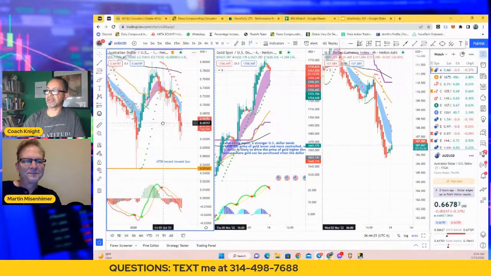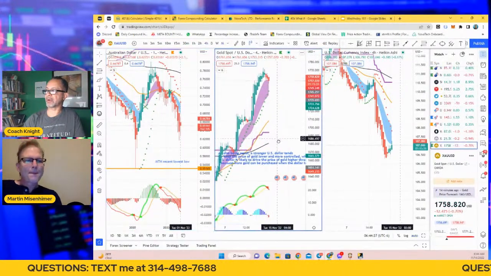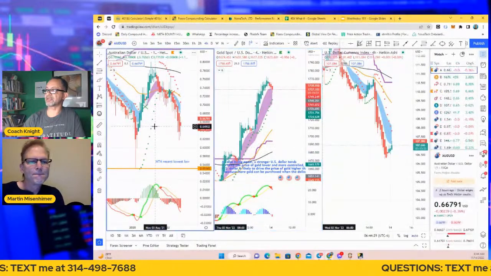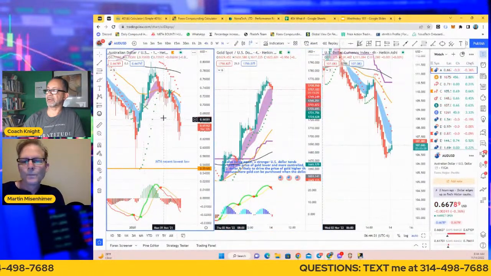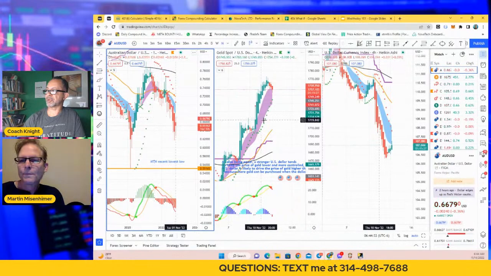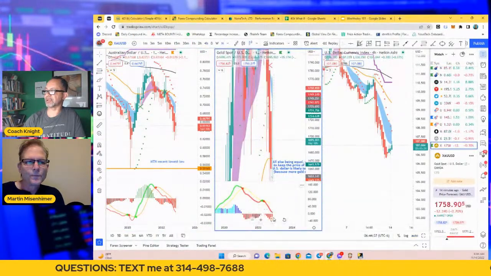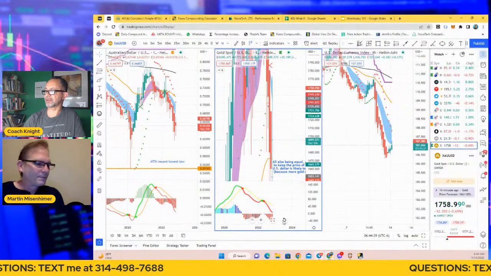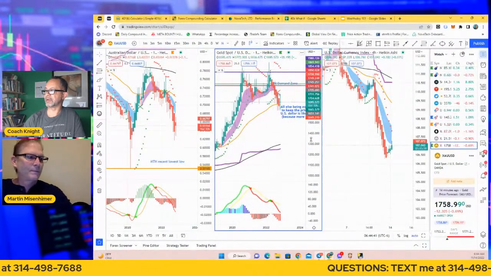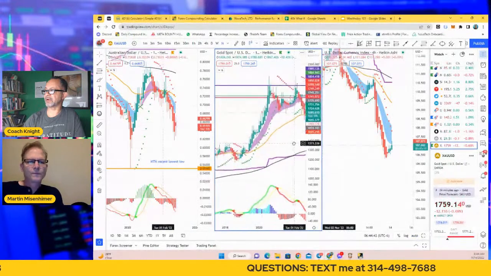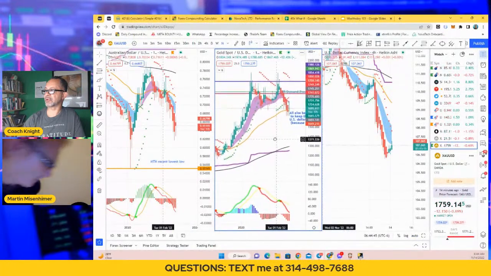So this again is your 4 hour chart. I'm sorry, this is your monthly on the Australian dollar. Let's go take a look at gold and see what that looks like on the monthly. See if it looks anywhere similar, right? Hit the refresh button down here. And you can see it has a very similar trend to the Australian dollar.